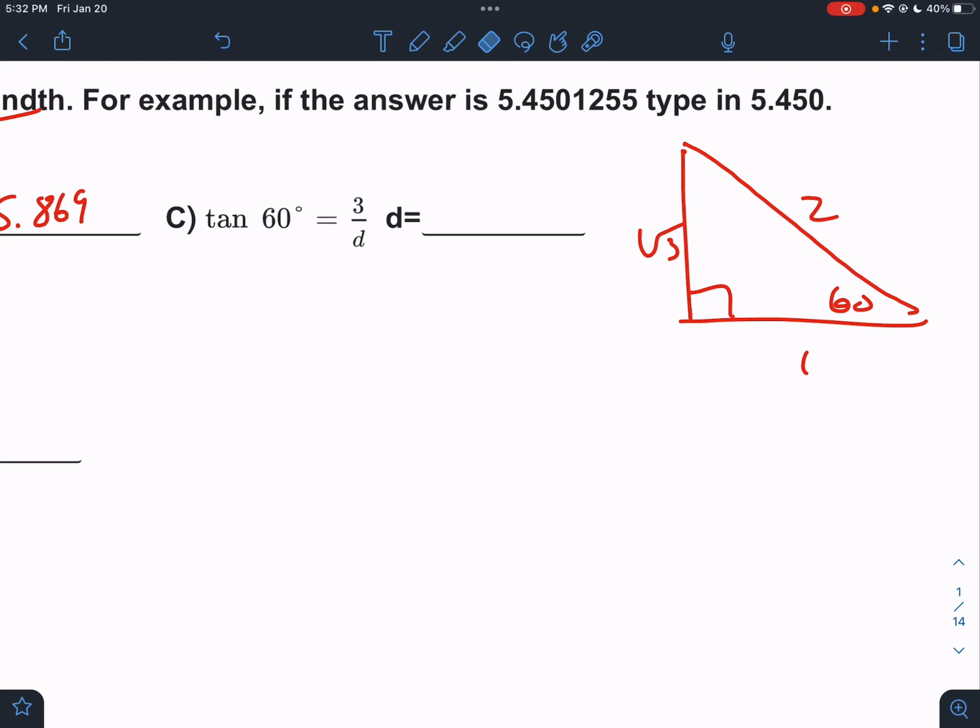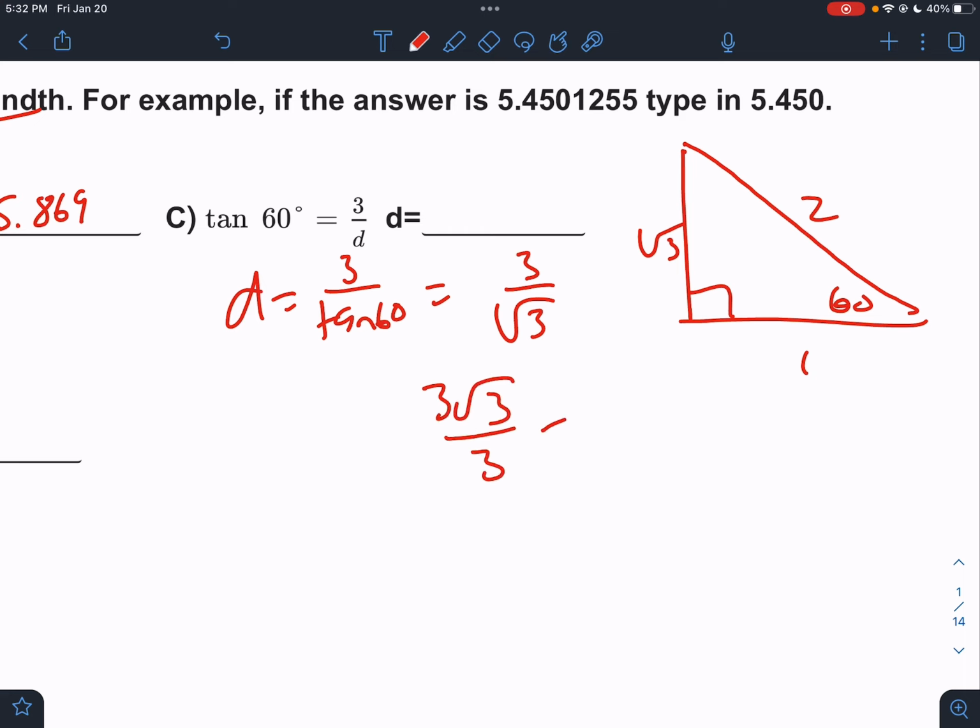I need to be smarter than this, guys. Sorry. If D is down low, they switch places. So D equals 3 divided by tan 60, which is 3 divided by the square root of 3, which is 3 root 3 over 3. That feels funky in my head, so I'm going to type it in. Okay, it's root 3. So it is, in fact, 1.732. There we go.